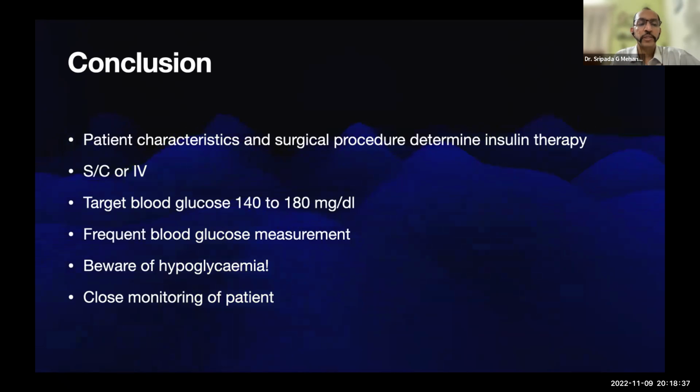Always beware of hypoglycemia. Very close monitoring of the patient, especially ECG, heart rate, and blood pressure, is very important because their responses are unexpected. Silent myocardial ischemia and arrhythmia are very common, and also keep a watch on their urine output.